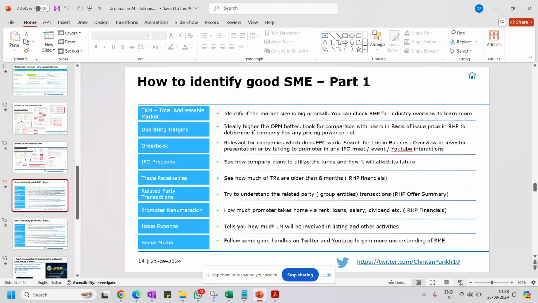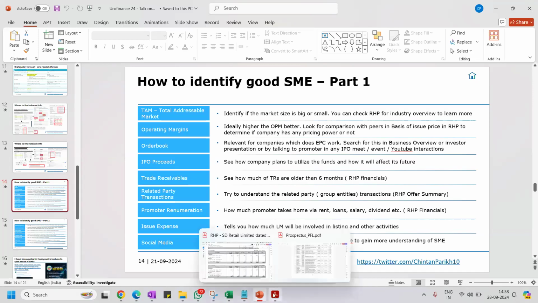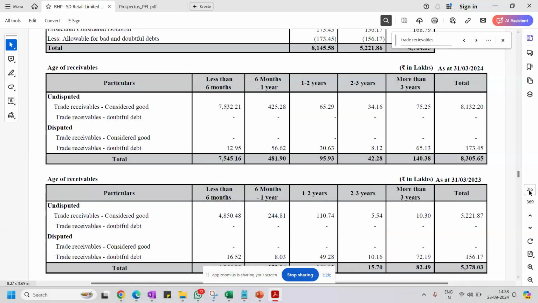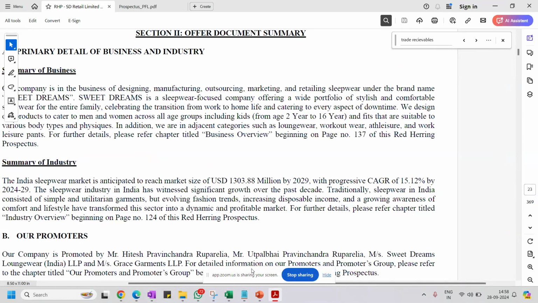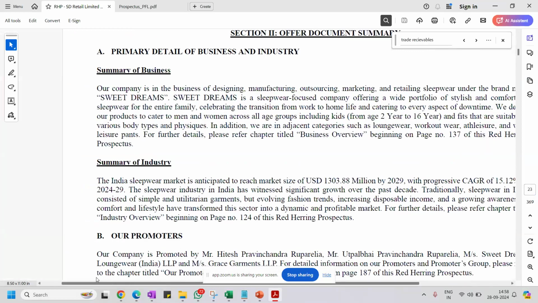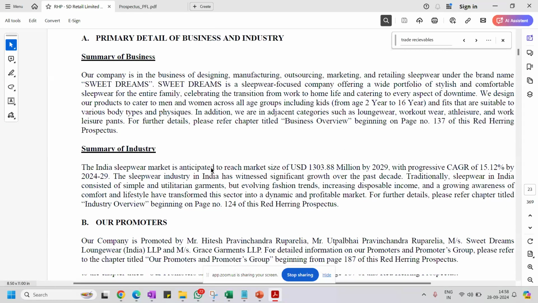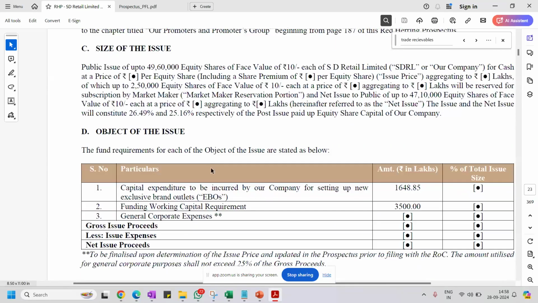The next portion is the related party transaction, and basically what it means is that sometimes the company provides loans to the promoter or the promoter entity. Sometimes the promoter provides a loan to the company and vice versa. There is a sale or purchase happening with their group entity, and we need to understand how much this corresponds, whether the promoter entity is the majority of their customer or supplier, and how this relationship is working.